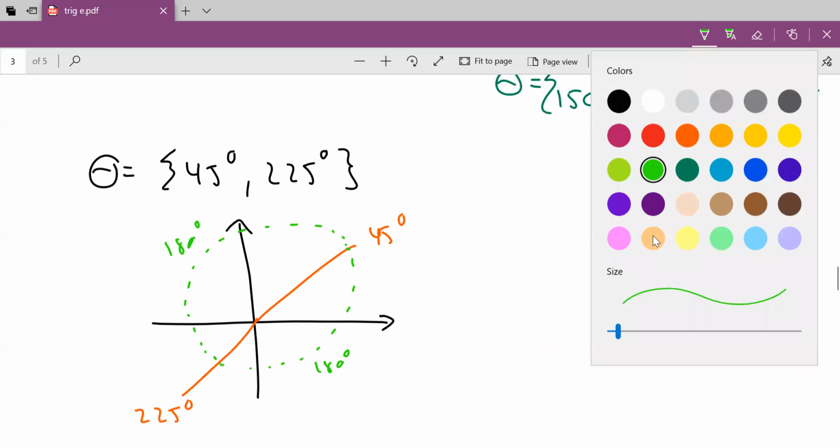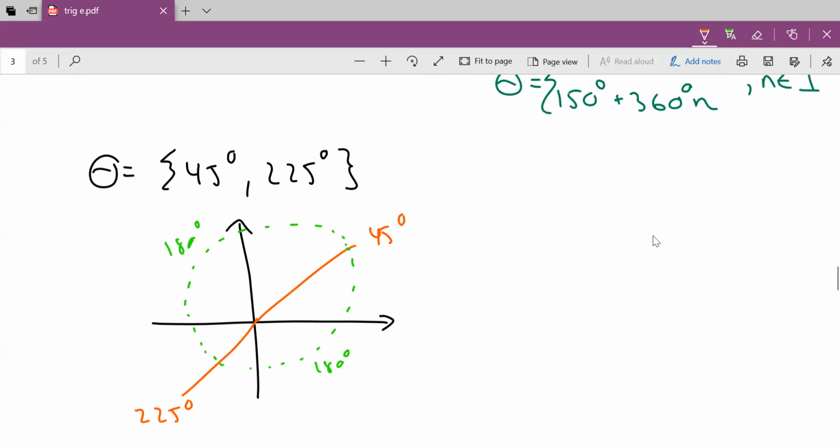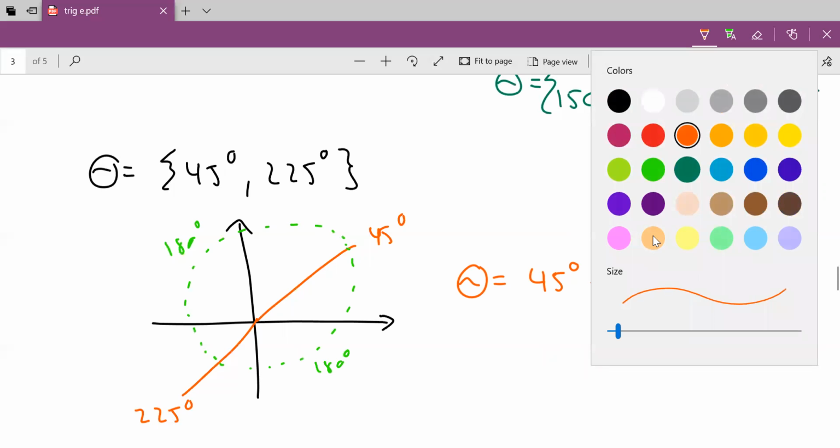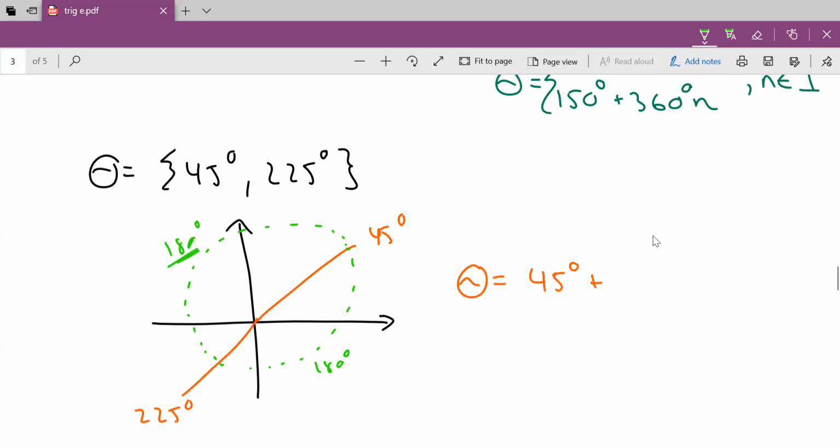So I can combine this into one. So what I'm going to say then is theta is equal to 45 degrees plus, well, what's my distance to get to the next answer? 180. So plus 180 degrees, some number of 180 degree multiples, right? I could be adding 360. I could be adding 540. Some multiple of 180, comma, n is a member of the integers.